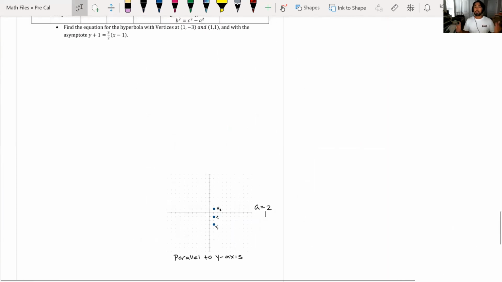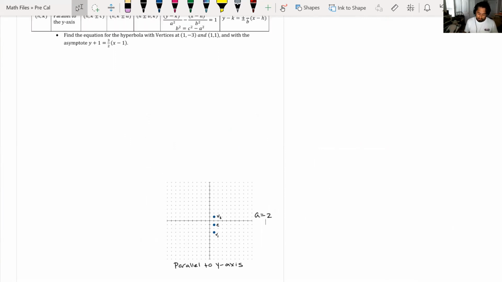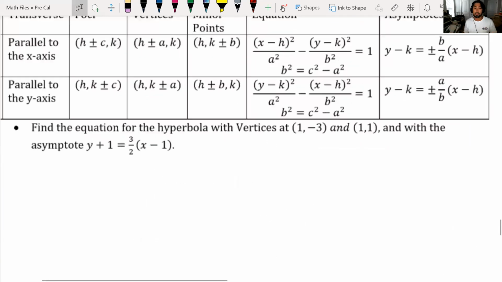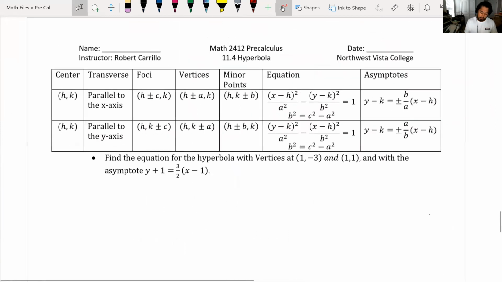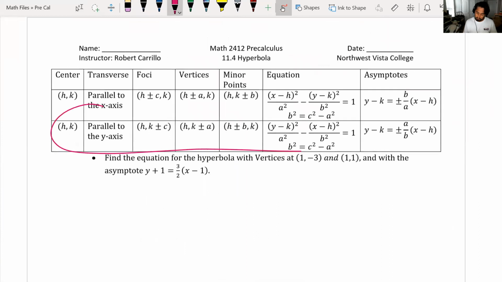But now we need to find b and c, and we can find b and c by using the information from the asymptotes. Also, once again, we are parallel to the y-axis, meaning we get to use all of this information. So, once again, using the information from the asymptote, well, if you looked at it, that gave us the center as well, didn't it? It had y plus 1 and x minus 1, which means our center was at 1, -1. Wonderful. Okay, but we know where our center is already.